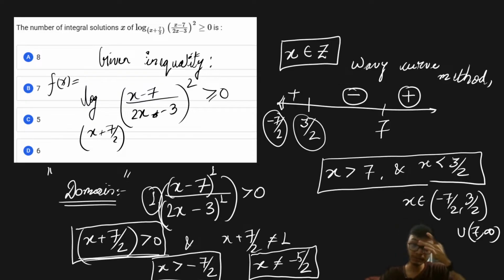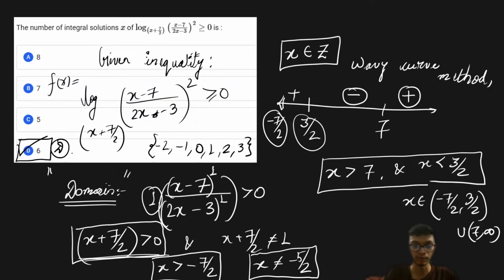Okay, so with this you will see the integral values of x in between this inequality are minus 2, minus 1, 0, 1, 2 and 3. So this many integer values you will be seeing over there, and therefore you will have 6 integral solutions for x. So you will have option D as the correct answer for this particular problem. I hope this is clear to all of you. Please let me know if this is clear or not.